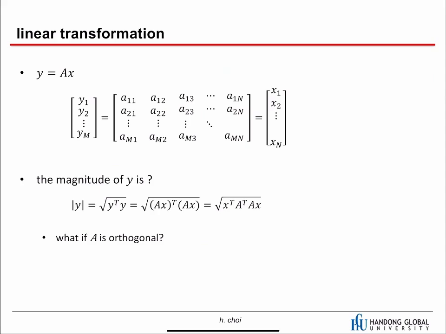Okay, next one is linear transformations. I already talked about this, right? So y is A times x. x is an n-dimensional vector and y is an m-dimensional vector. And then this matrix A is an m times n matrix.